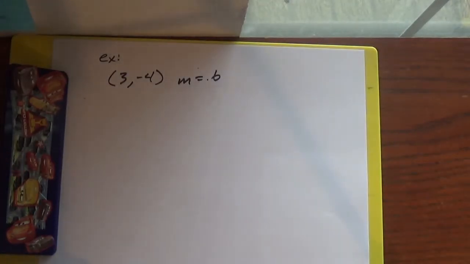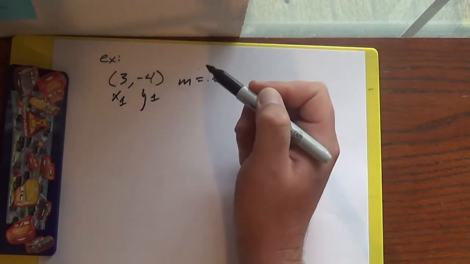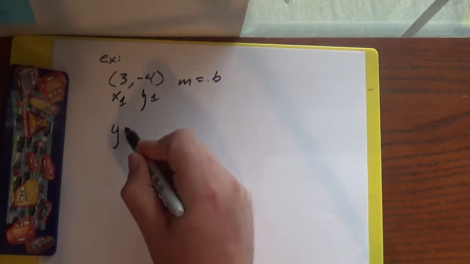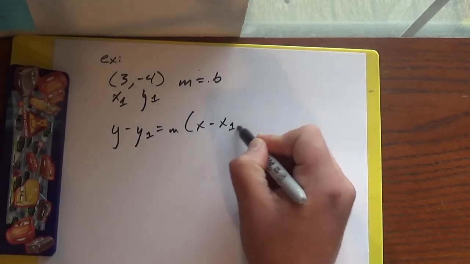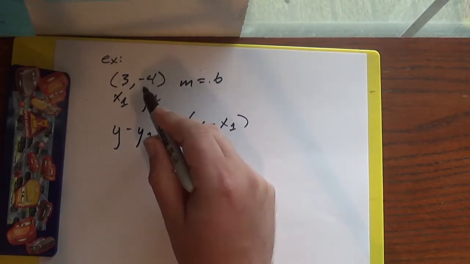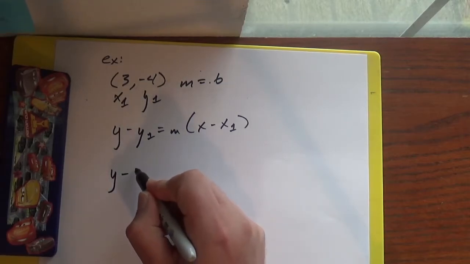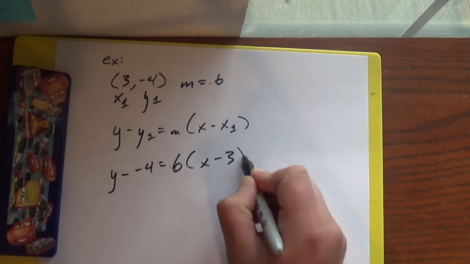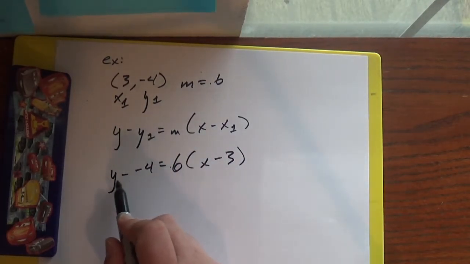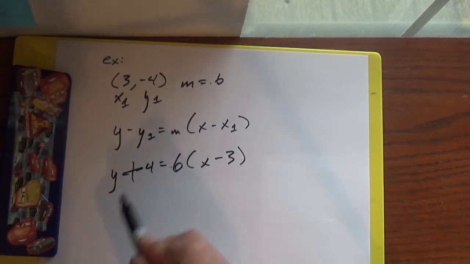Here's an example where we have a point and a slope. This is going to be my x1. This is going to be my y1. And my equation is y minus y1 equals m times x minus x1. So this goes here, this goes here, this goes here. So y minus negative 4 equals 6 times x minus 3. Minus a minus, this just becomes one giant plus. So instead of rewriting the whole equation, I'm just going to turn that into a plus sign.